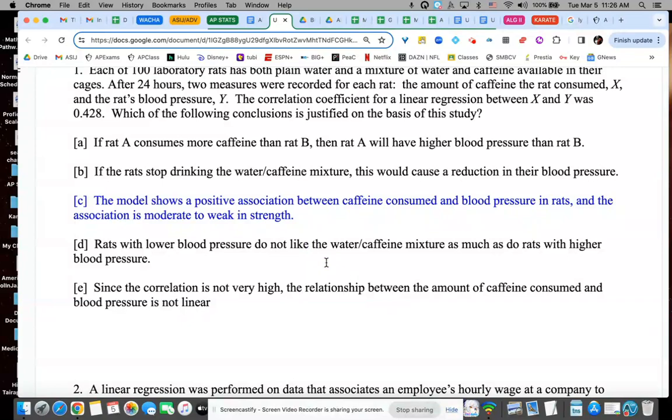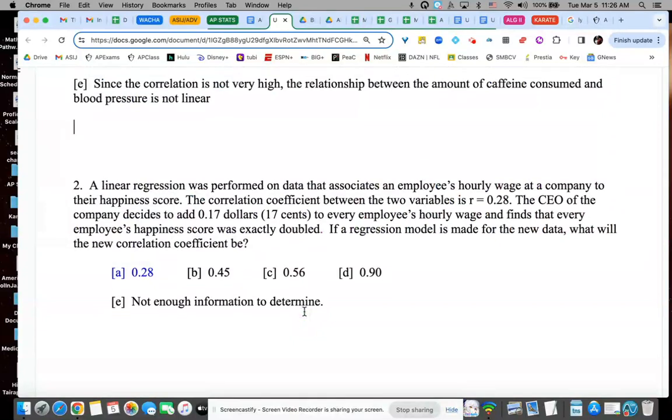Okay, let's go to number 2. Again, this is a correlation coefficient problem, but the main thing is they're asking what if we change the units, like from dollars to cents, or we double everything, or multiply by something. It shouldn't change. The correlation is not going to change if you change the units. It doesn't matter if you multiply or divide every value by some number. As long as you do it to every single point, it's not going to change the correlation coefficient.